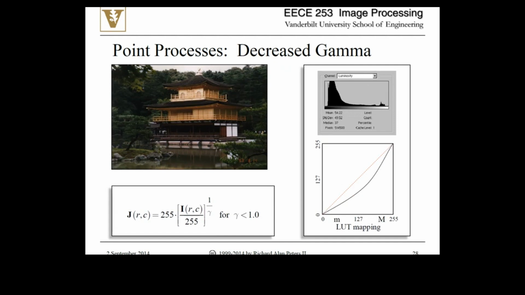And if gamma is smaller than 1, then we have the opposite. So the dark values, we are decreasing the contrast, and for the bright values, we are increasing the contrast. So now this area is much better seen, and we are losing the details in the dark areas.